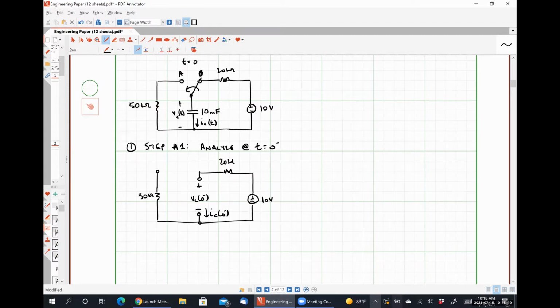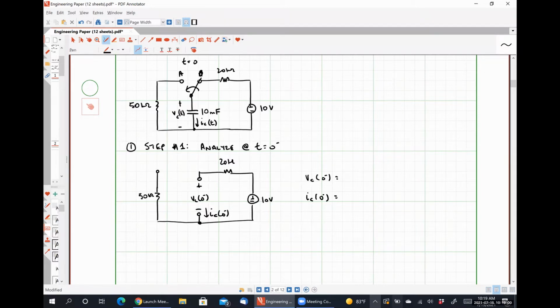So let me start by asking you guys, does the way that I've redrawn this circuit specifically for t equal to 0 minus make sense? Yes. All right. So we need to determine the quantities VC at 0 minus and IC at 0 minus in order to use our general equation to determine our correct answer at the end. So what can somebody tell me about either of these values?